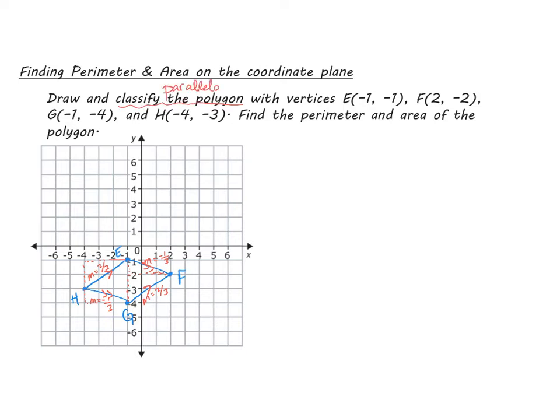So now that I know for sure that it's a parallelogram, I know that the area will be found using the formula area equals base times height. And then I'll have to find the perimeter as well by finding the sum of the sides.